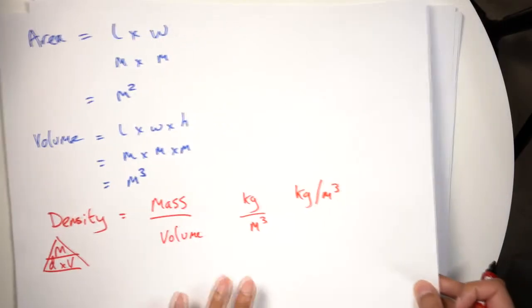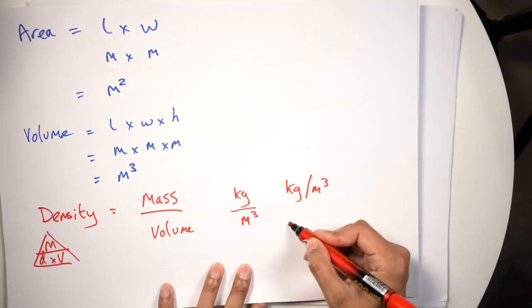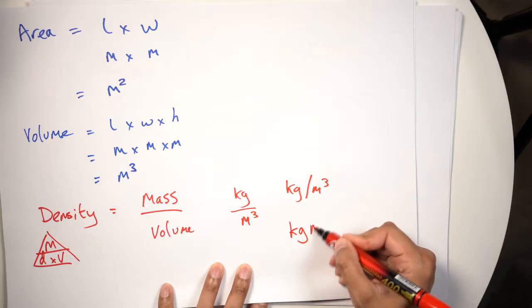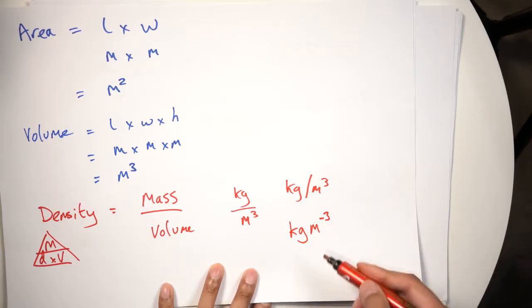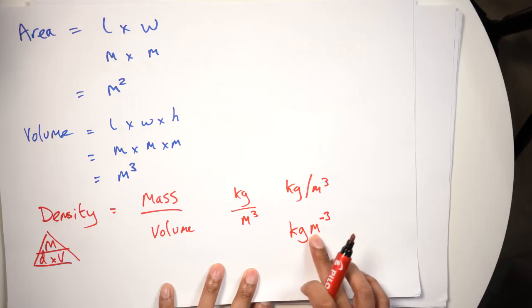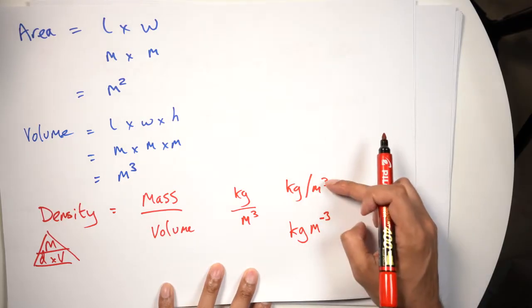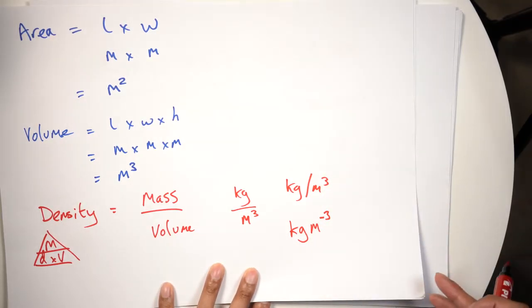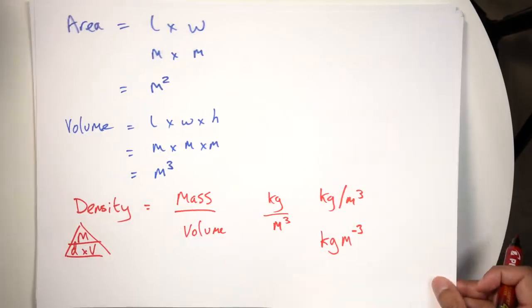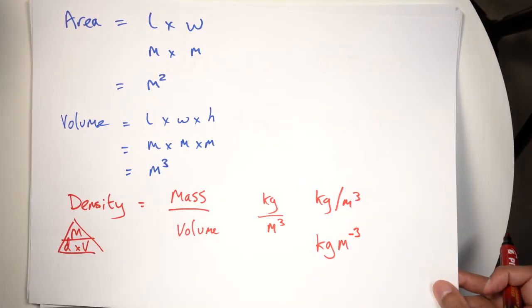There's another way of writing this. You can also write this kilograms meters to the power of -3. So that's basically multiplying by meters to the power of -3 rather than putting divided by m^3 like that. So that's just another way you can write it. Let's have a look at another example.